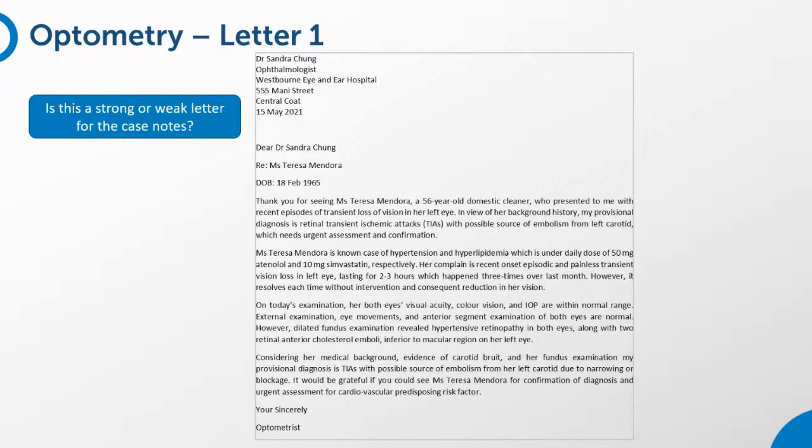So remembering our reason for writing is to refer this patient who you suspect of having an atherothromboembolism. How successful do you think this letter is? Is it a strong or weak letter?